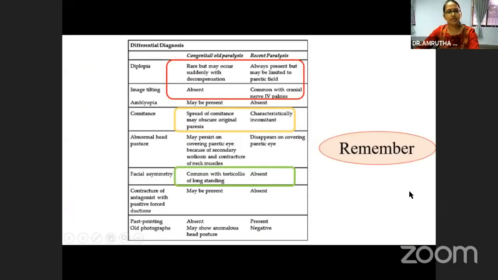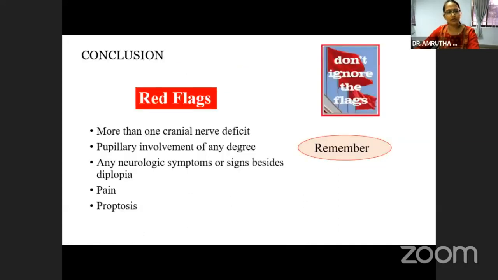So always remember, in older patients, whenever they present with diplopia of recent onset, always keep congenital fourth nerve palsies in mind, because it can be rare, but decompensated fourth nerve palsies can present. Any history of trauma, always think about fourth nerve palsy, traumatic in origin. And if there is a long-standing torticollis, always think about congenital fourth nerve palsy, which could have decompensated.